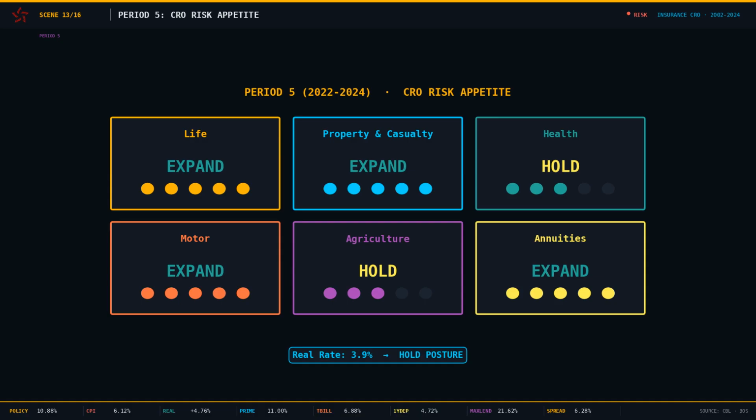Life insurance, expand. Yield recovery supports duration. Property and casualty, expand. Solvency restored. Health, selective. Medical inflation still elevated but manageable. Motor, expand. Volume returns. Agriculture, selective. Climate risk monitored closely. Annuities, expand. Spread between bonds and guaranteed rates reopens.